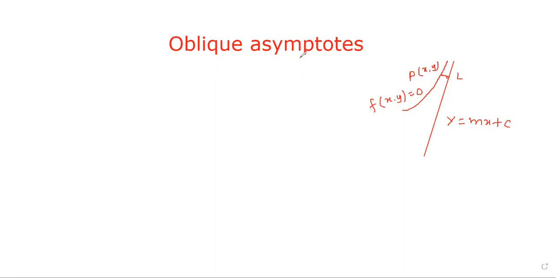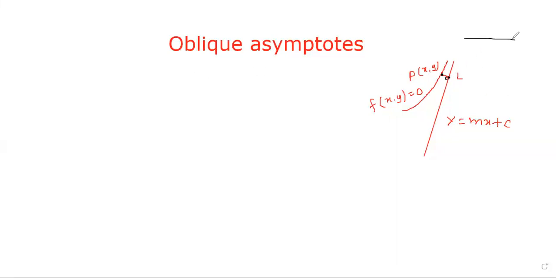Let's study oblique asymptotes. So this is a curve in terms of x, y, or f(x, y) equal to 0. And we assume that y equals mx plus c is an asymptote. At point P, the coordinates are (x, y), and we draw a perpendicular on this asymptote. So we can find the length PL.